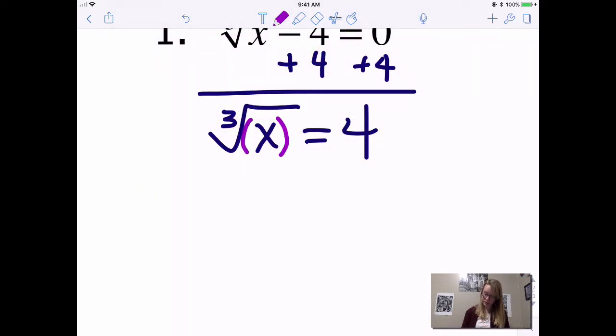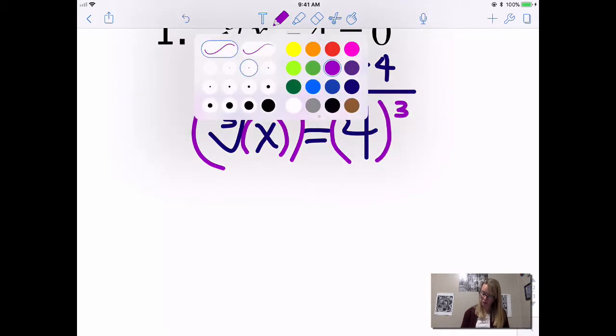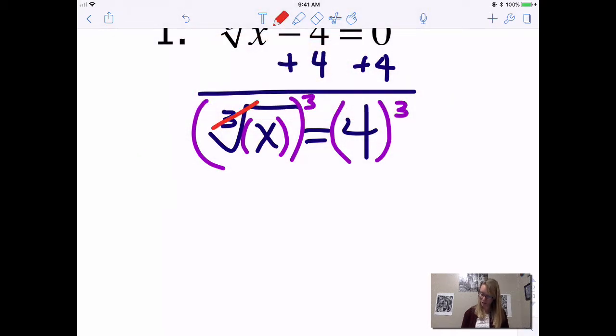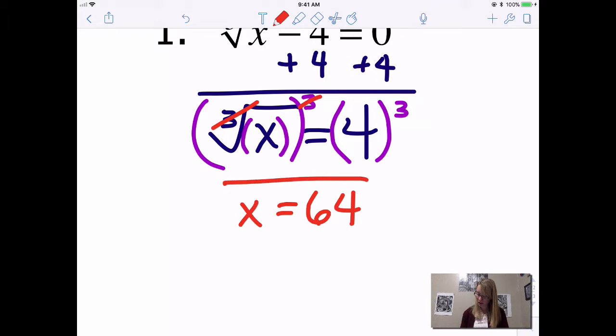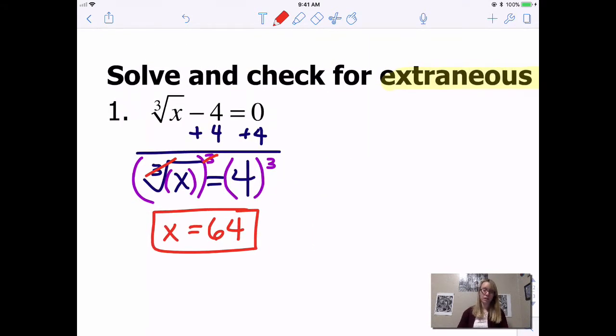What I need to do is get rid of this 3. So you get rid of a radical by raising both sides to the same power. And we know that third roots and cubes will undo each other because it's the same root, same power. So I get x is equal to 4 to the third. If you plug that into your calculator, or if you know that off the top of your head, x is equal to 64. Now x is by itself, so that's our final answer. Then we're going to check.